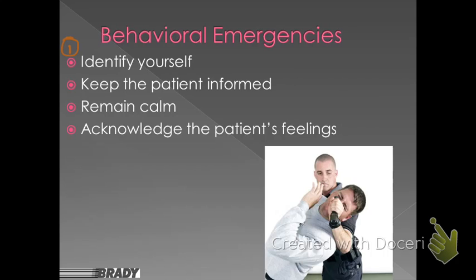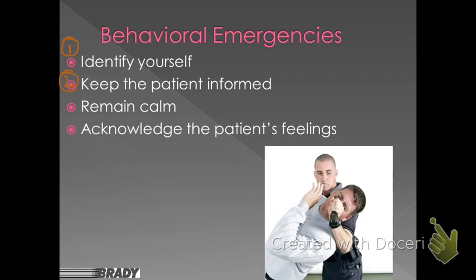Step number 2, we would say, is to try to keep the patient informed. And so what do I mean by that? What you want to do is inform the patient of exactly what you are going to be doing, if you are going to be doing anything. What we know about behavioral emergencies, or patients who are exhibiting abnormal behavior, is that uncertainty might make that patient more anxious and more fearful, and that kind of leads to increased chances of them becoming violent. And so again, we want to keep the patient informed if we can.